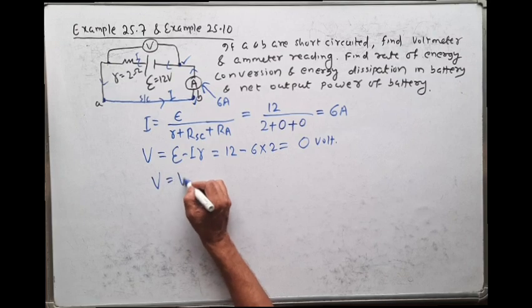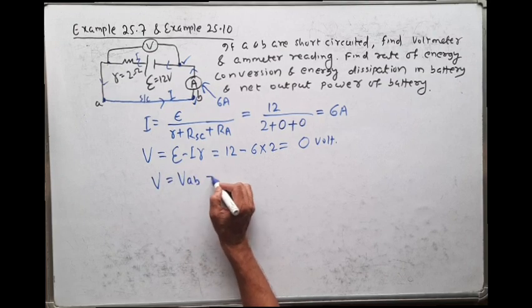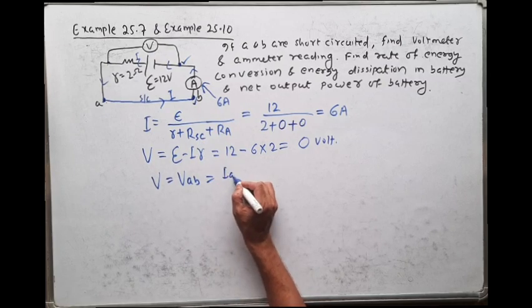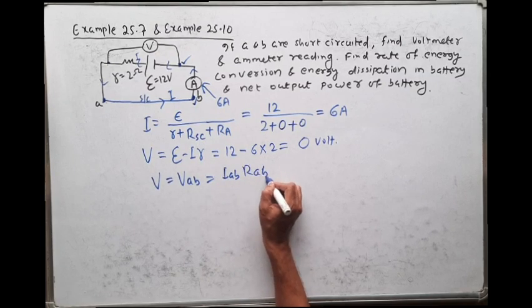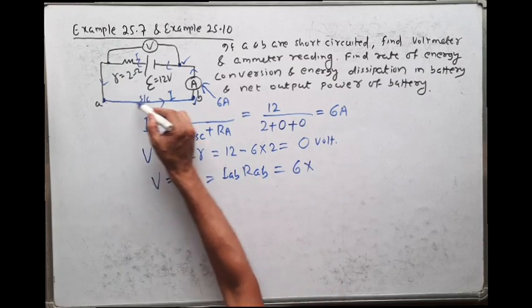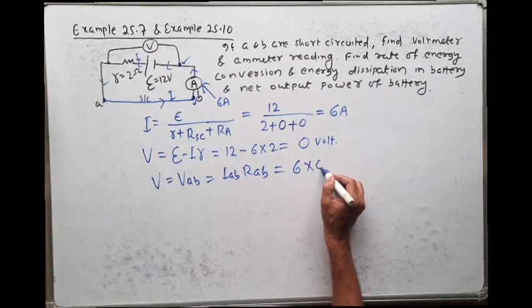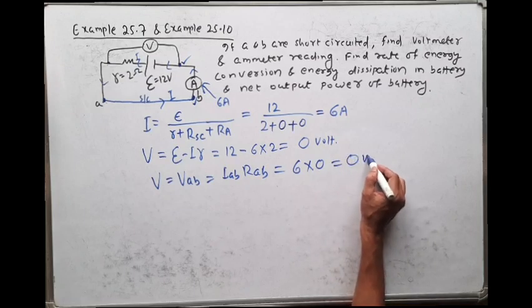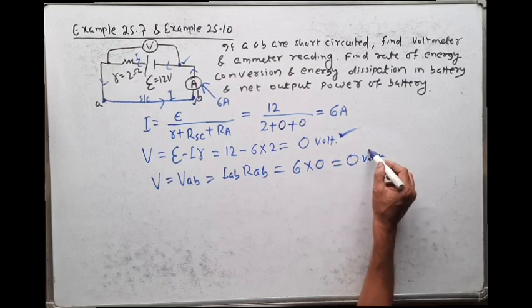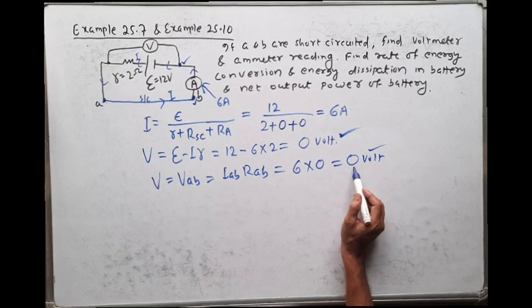That voltmeter reading will read the voltage across A and B terminal. What is VAB? It is IAB into RAB. What is the current? Current is equal to 6. What is the resistance across this AB terminal? That is short circuited. Resistance is 0. So voltage is equal to 0 volt. Okay. So I can directly find the voltmeter reading this way.